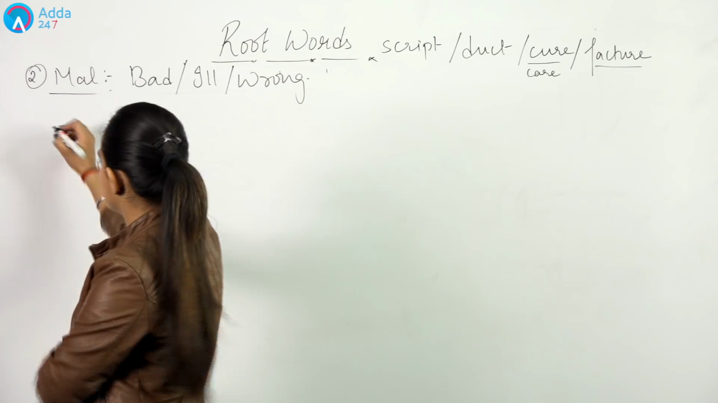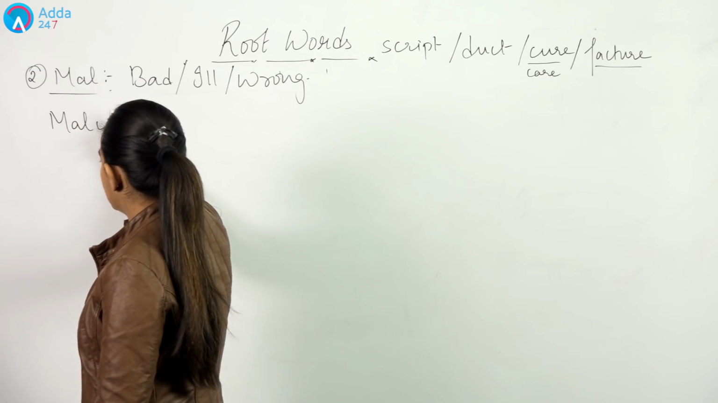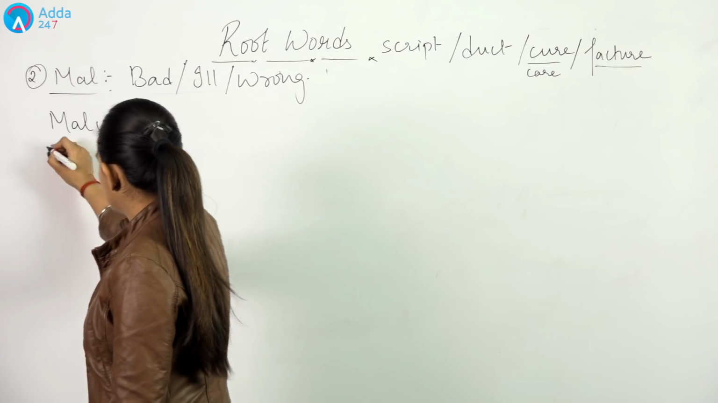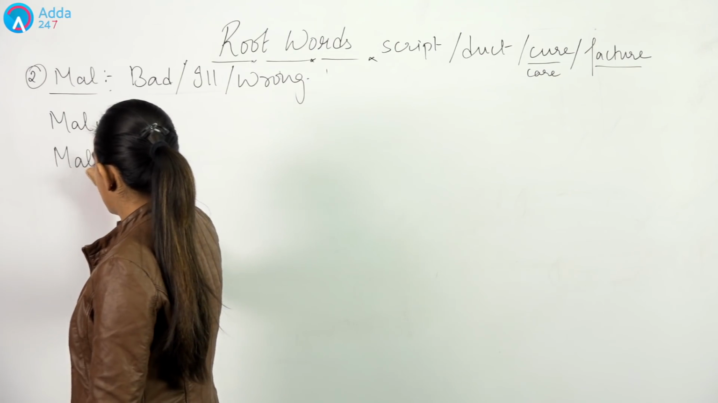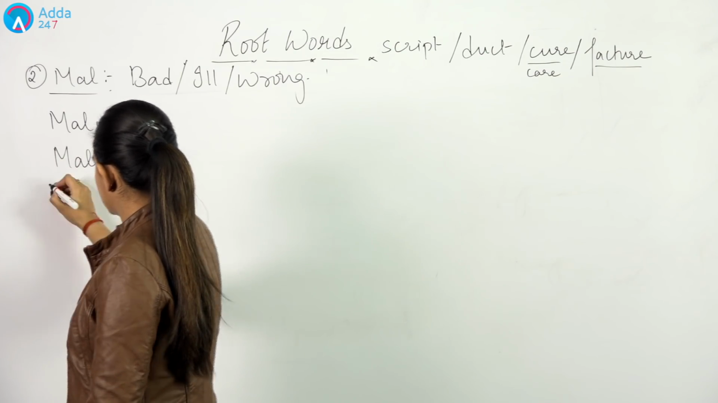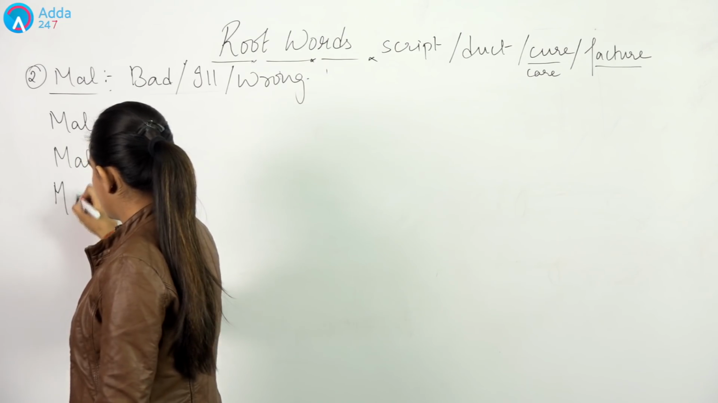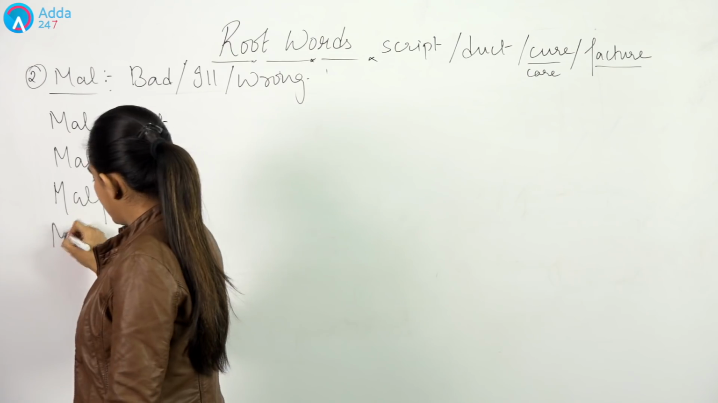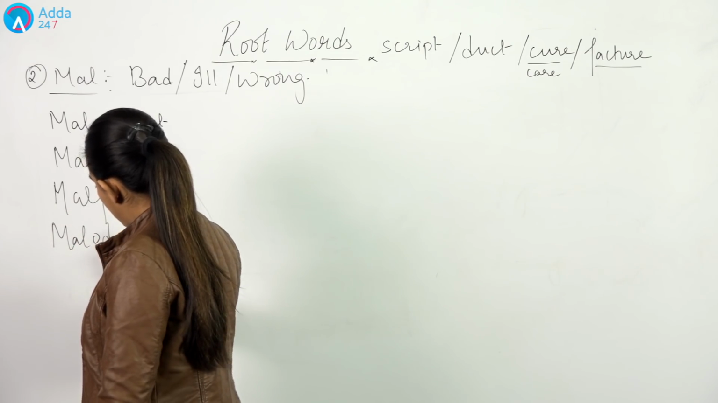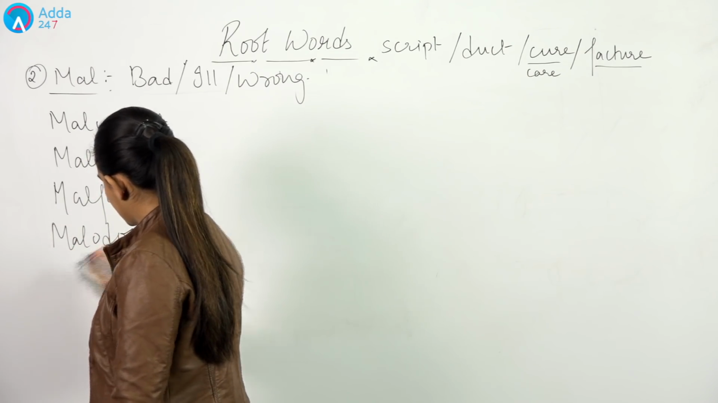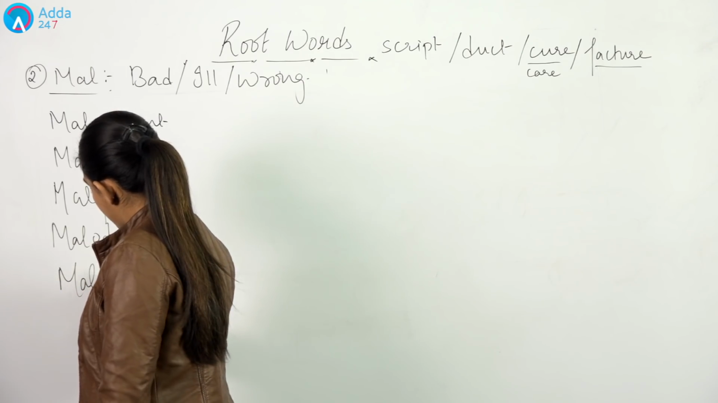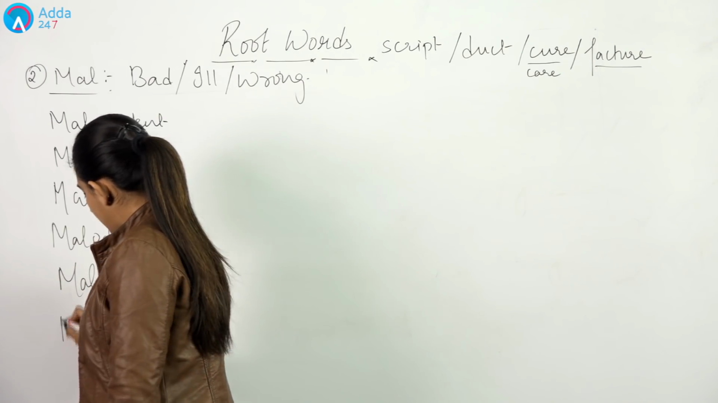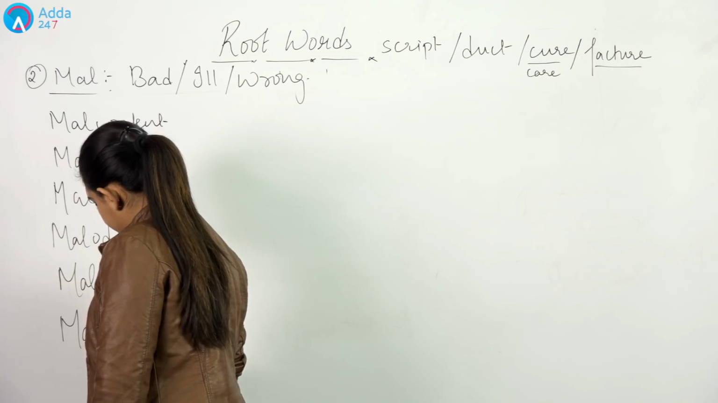For example, we have the word malcontent, then we have malicious, then we have malfunction, then we have malodor, then we have malified, and then we have malign.